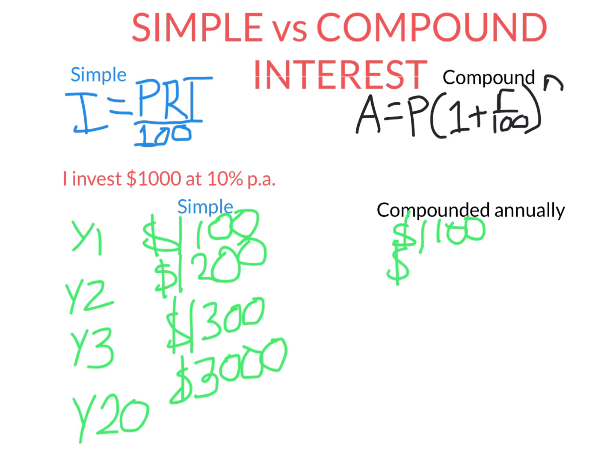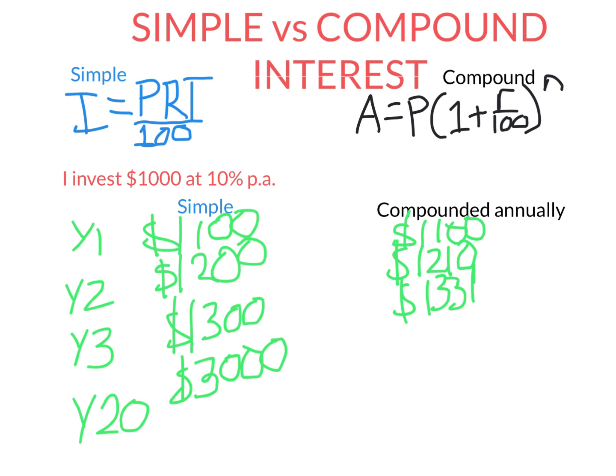You'd actually earn $110 in the second year. And then in the third year, the amount of interest you'd earn is 10% of that. So you'd earn $121. So you'd have $1,331 in compound interest. So you can see that you're growing your investment a lot quicker with compound interest.